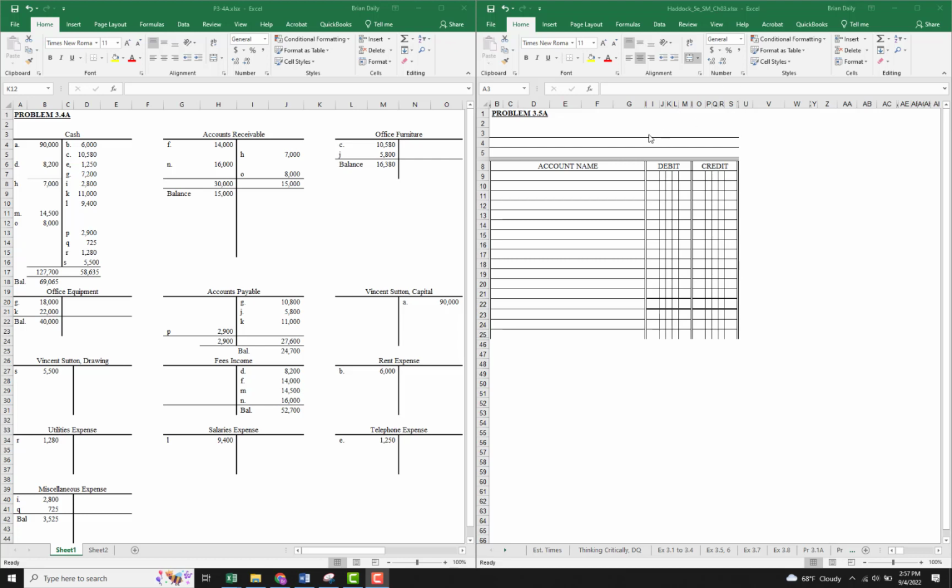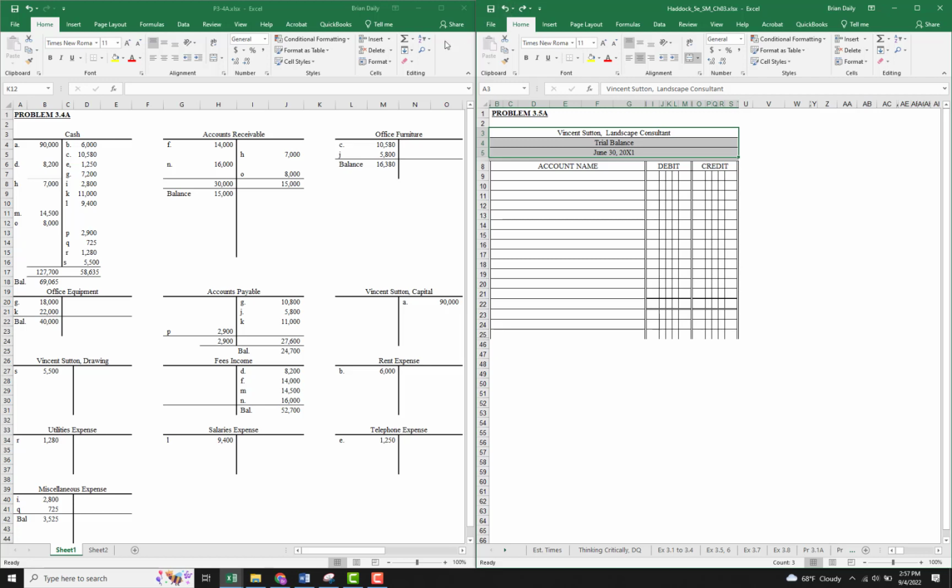So the first thing we're going to do with a trial balance is write our three-line heading again, that we saw when we were doing financial statements. We're going to put the company's name on the first line: Vincent Sutton, Landscape Consultant. On the second line, we write the name of the report that we're preparing. This is a trial balance. And a trial balance is usually dated as of the end of the period. It says in 3.5a's instructions to assume that all of these transactions occurred during the month of June. So we're going to write June 30th for our date.